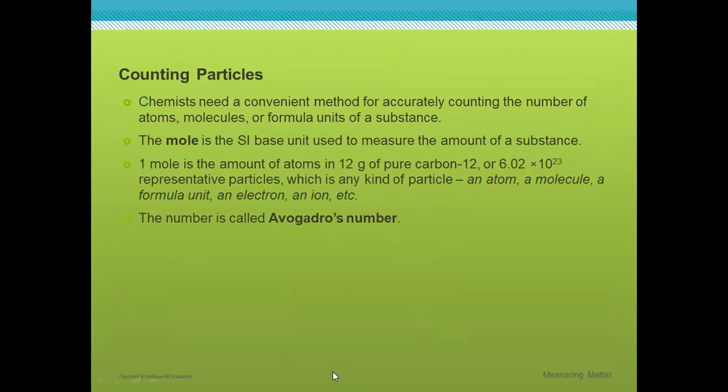Understand, guys, or not? So, who can read the first paragraph? Mahmoud. Mister, you don't unmute me. Okay. Yes, Mahmoud. Chemists need a convenient method for accurately counting the number of atoms, molecules, or formula units of a substance. Okay, thanks, my friend.